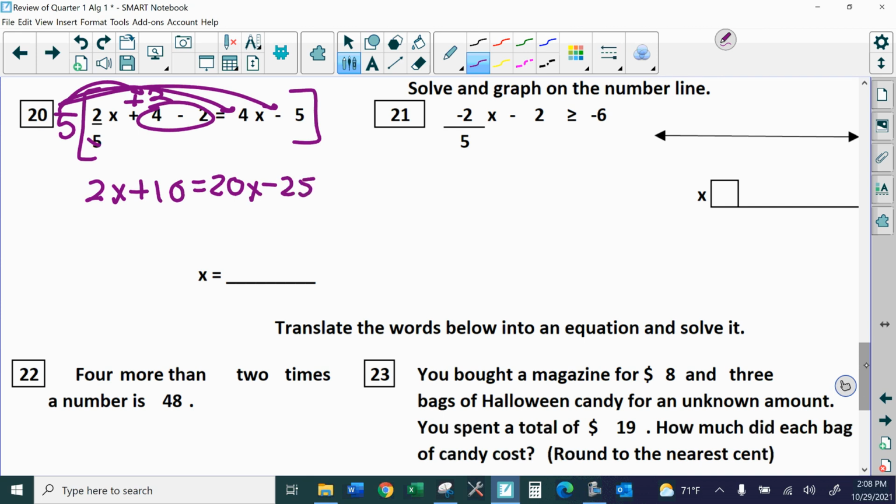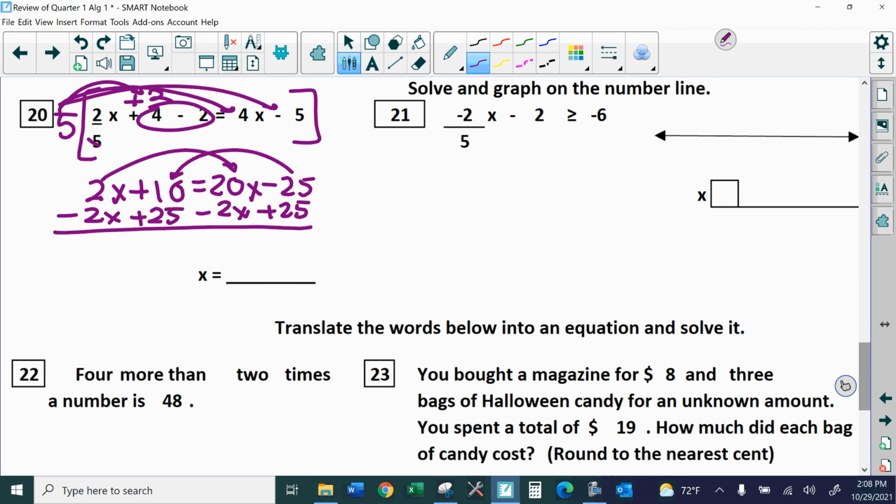Now I ask what side do I want the variables to go to? Smaller to larger. So the opposite of 2x, negative 2x. That means the constants going to the right. Opposite of negative 25 is positive 25. Okay. Gone, gone. So I have 35 equals 18x.